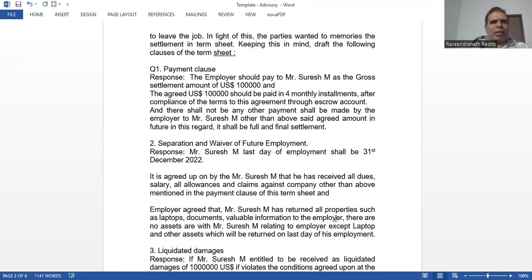One is the payment clause. The employer should pay Mr. Suresh M. a gross settlement amount of US dollars 1 lakh, and the agreed US dollars 10,000 should be paid in 4 monthly installments after compliance with the terms of this agreement, through an escrow account. And there shall not be any other payment made by the employer to Mr. Suresh M. other than the above agreed amount in future in this regard. It shall be a full and final settlement.